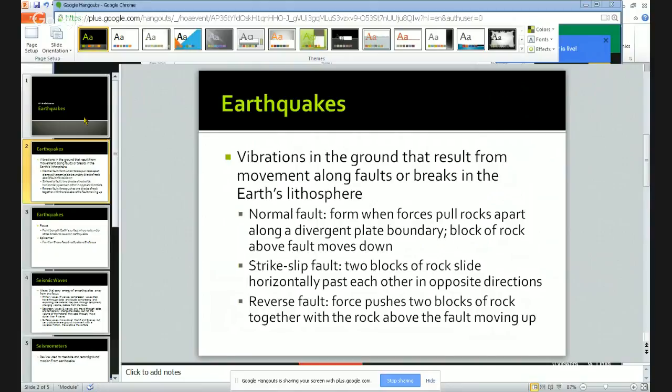The strike slip fault, this is where the two blocks or the two plate tectonics are going to slide past each other in opposite directions.